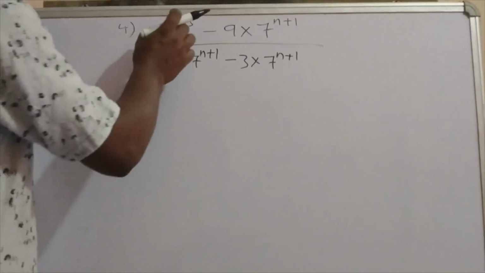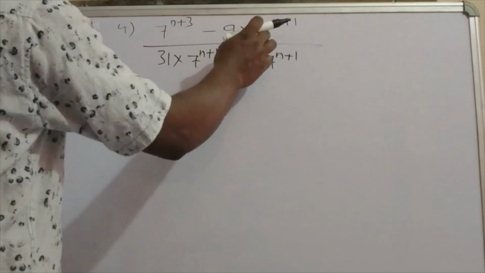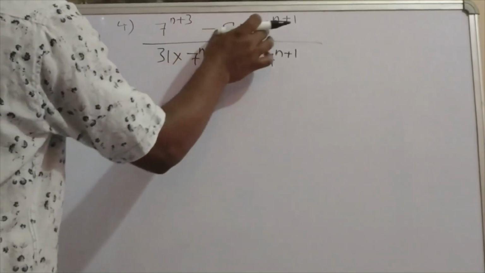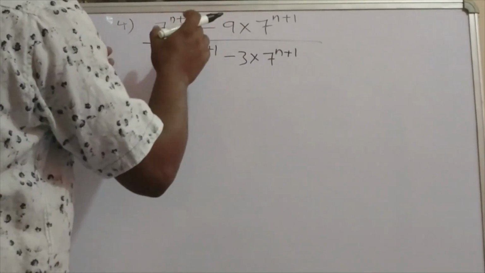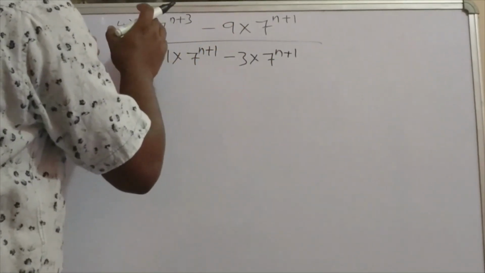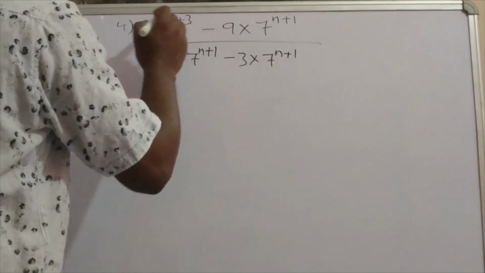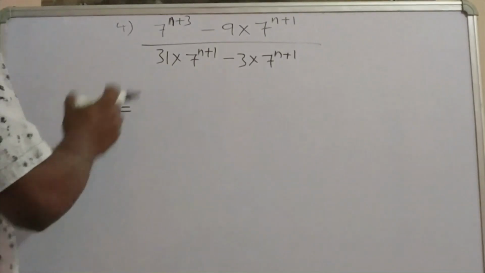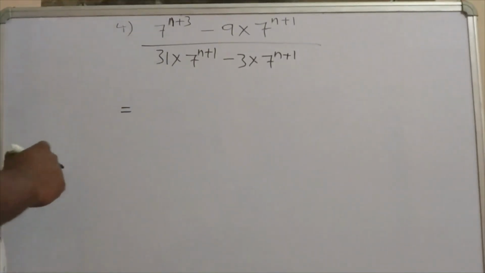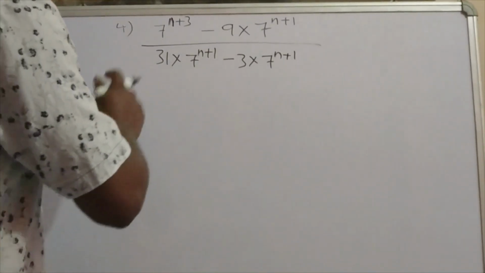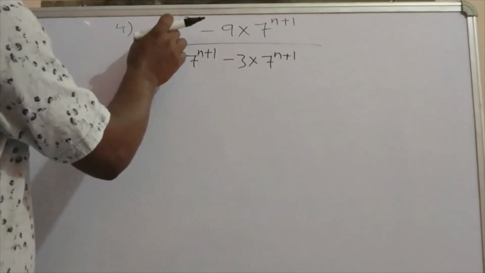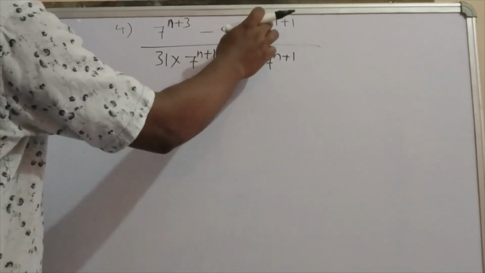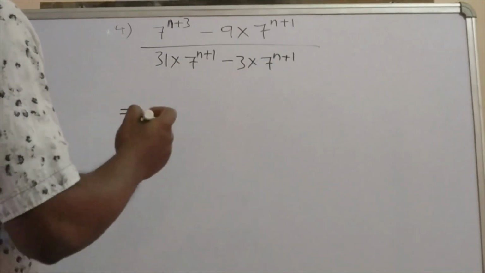Now here 7 to the power n plus 3, here 7 to the power n plus 1. In between minus sign is there. So this total is one number. Every time you observe that if any variable, n is the variable given here, always try to bring it to common in the numerator also, in the denominator also, so that it will cancel. So the variable is n. So here 7 to the power n plus 3, we separate the power. Here also 7 to the power n plus 1, we have to separate the power.